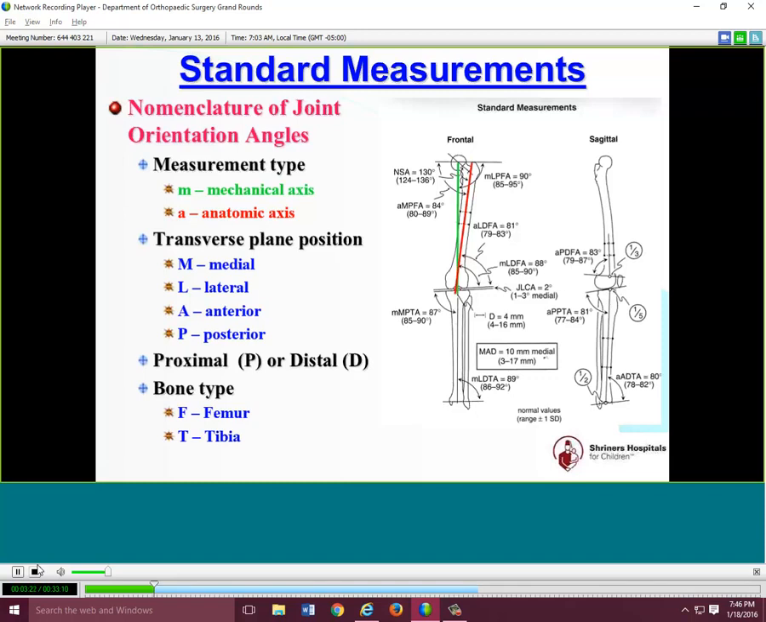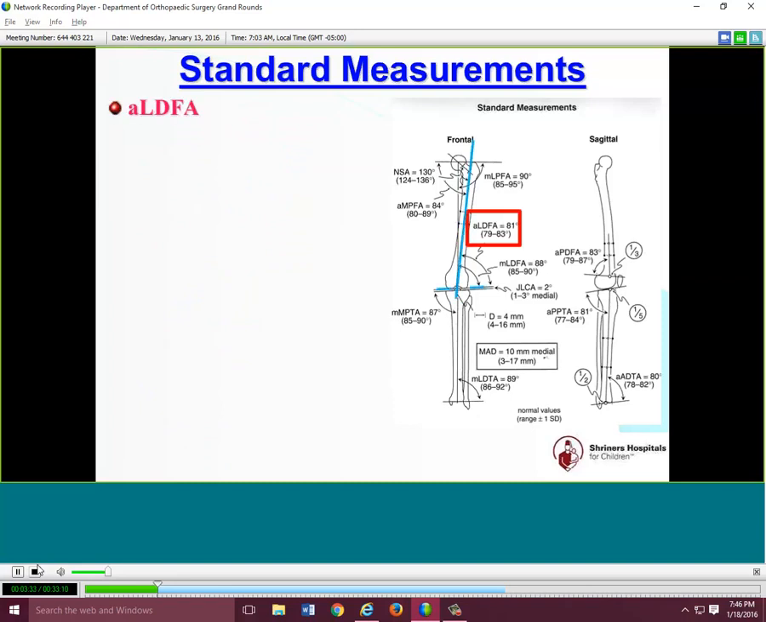We're only going to be talking about lower extremities here. There's a whole set of these for upper extremities as well. But so the F for femur and T for tibia, and then the A is for angle. So to take this through one, we have LDFA: the A there's for anatomic, L for lateral, D for distal, F for femoral, and A for angle.